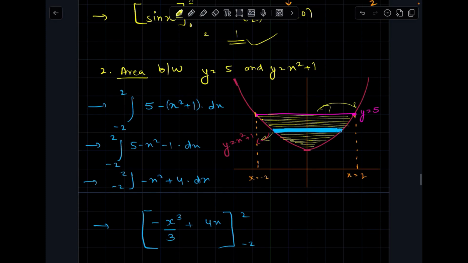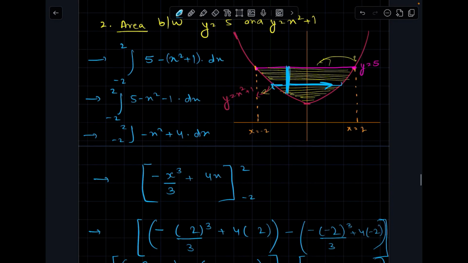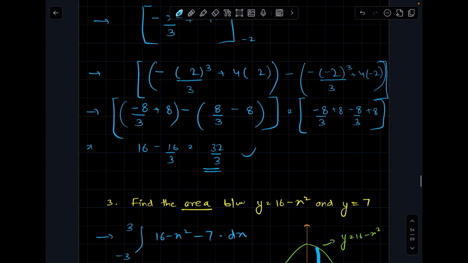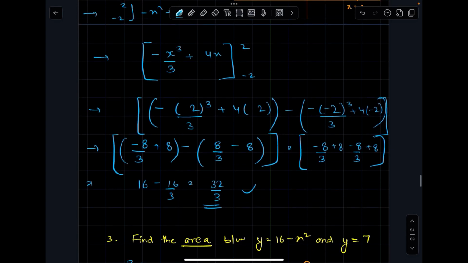Oh wait, we have to integrate it horizontally. This is wrong. So you have to integrate it like this, and you integrate it and you get the answer as 32 by 3. Now this is the next question. Pause the video and solve.